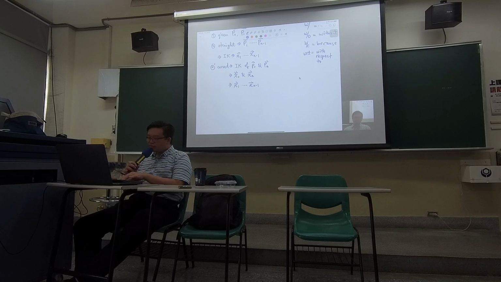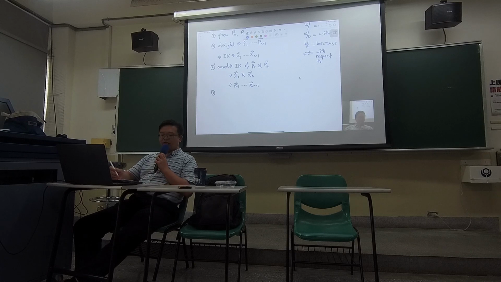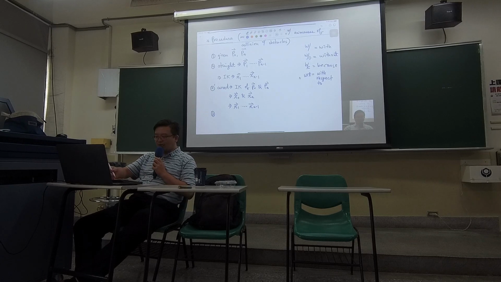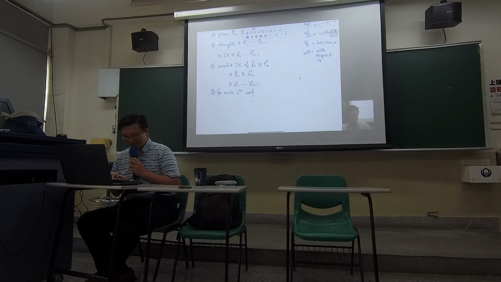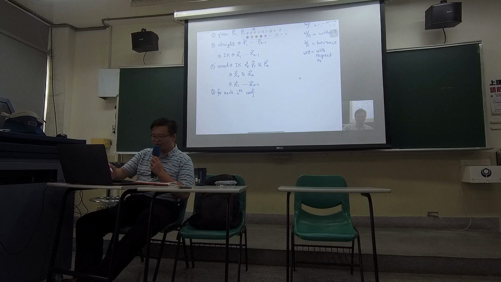Next, of course, you need to know the obstacle. So you need to be given Q. Q is the obstacle, right? Given Q. Now, you need to do some kind of for loop. So for each ith configuration, conf means configuration. Okay?